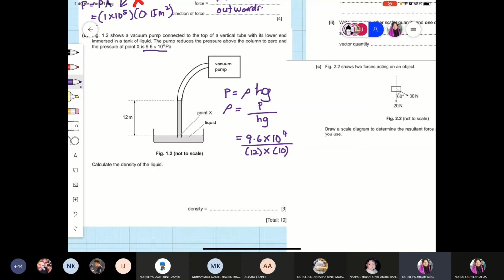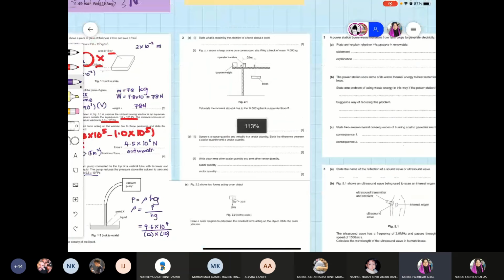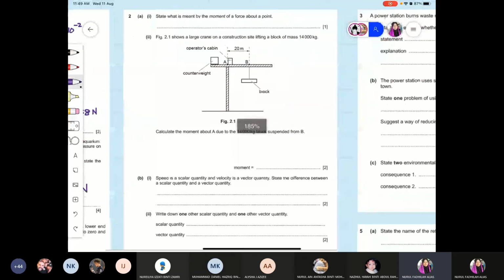Okay, so if that's the answer, awak dapat jawapan berapa? 800. Dapat 800 tepat-tepat? Okay, 800 kg per meter cubic. Okay. Number 2.